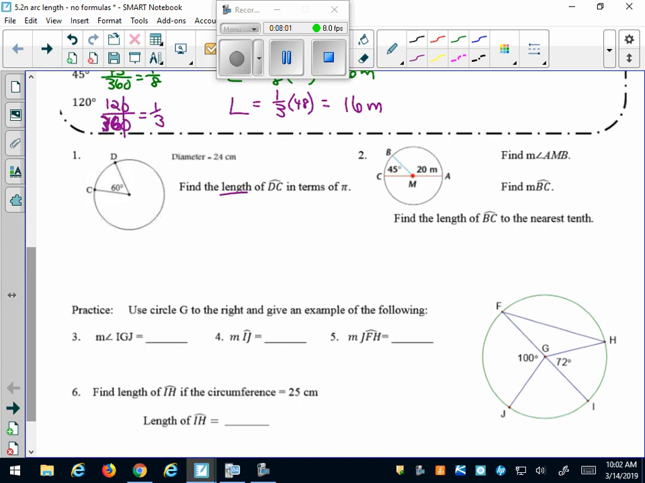If I told you to go out and run the track, and I said, run 1/3 of the way around the track, how far have you run? What do you need to know about that track? How far it is all the way around, right? If you're doing a fractional part, you need to know what the whole is. So anytime you have these problems, the very first thing you have to find is circumference. You have to find the whole thing first before you can take a fractional part of it.